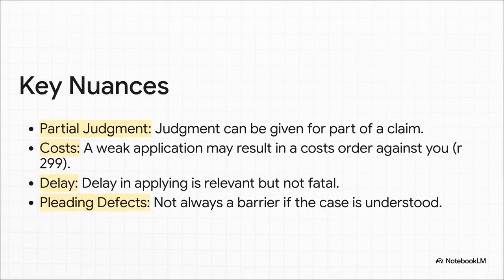And finally, let's just cover a few key nuances for your exams. These are important. First, partial judgment is possible. You can win on just one part of your claim, not necessarily the whole thing. Second, be very aware of costs. Under Rule 299, Subrule 1, a weak or ill-conceived application can leave you paying the other side's legal fees. Ouch. Third, what about delay? Well, cases like DCT v. Gleason show it's relevant but not necessarily fatal to your application. And finally, minor pleading defects won't always save a defendant if the core of the case against them is clear.